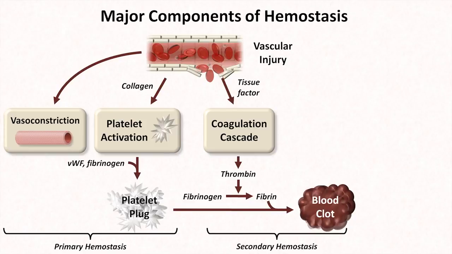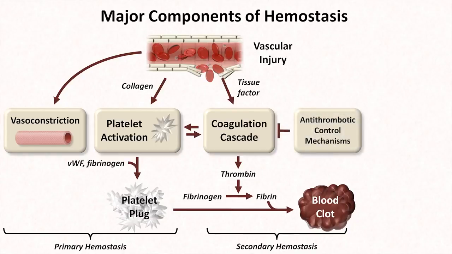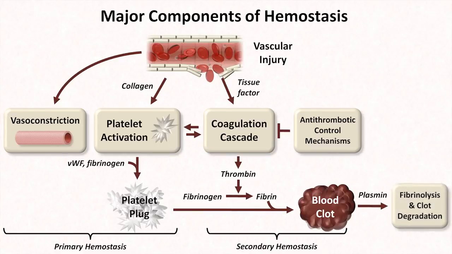There are many critical points at which the process of platelet activation and the coagulation cascade rely on one another. In addition, there are important antithrombotic control mechanisms, as mentioned before, which prevent both spontaneous intravascular coagulation as well as runaway coagulation in response to actual injury. Finally, the enzyme plasmin is responsible for cleavage of the fibrin strands and eventual clot degradation.